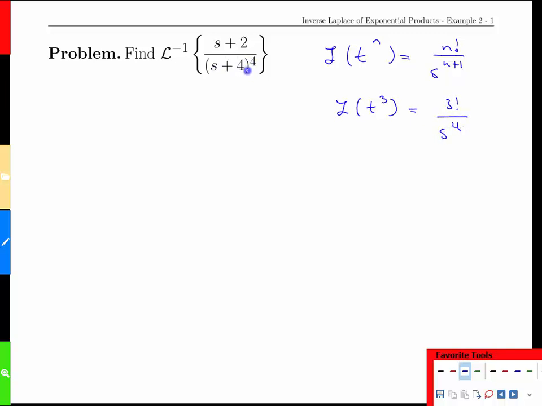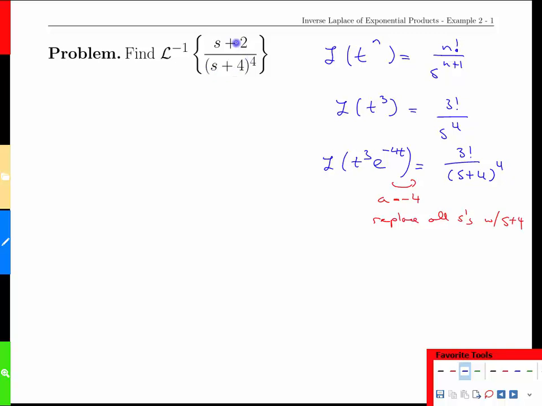Now we notice we don't have an s to the power 4, we have an s plus 4 to the power 4. So if we think of the forward operation, we would achieve that kind of shift by having an exponential times the t cubed. If we did that, this would be the case where we have e to the at with a equals -4, and when we do that, we replace all s's with s plus 4, or s minus minus 4. So what we'd have here is s plus 4 to the power of 4.